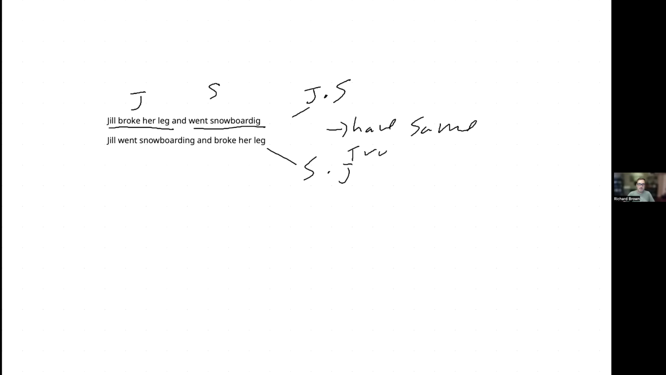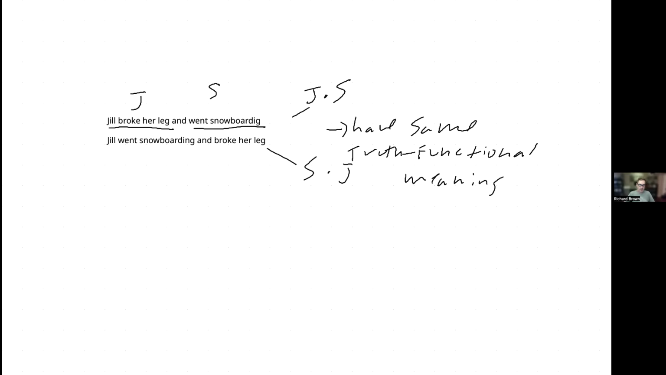Now, of course, in our way of doing things, we would symbolize this. If we have Jill broke her leg as J and Jill went snowboarding as S, then the first sentence says J dot S, and the second sentence says S dot J, and these two sentences have the same truth functional meaning. They come out true in all the same cases. And it's not hard to see that.